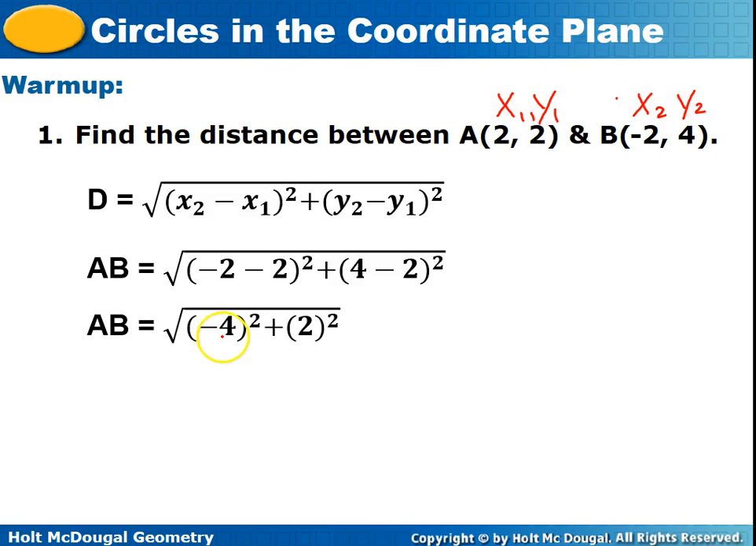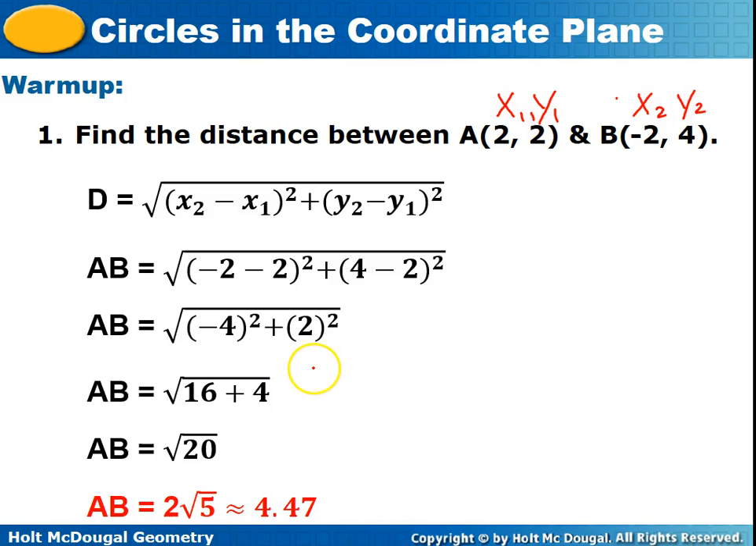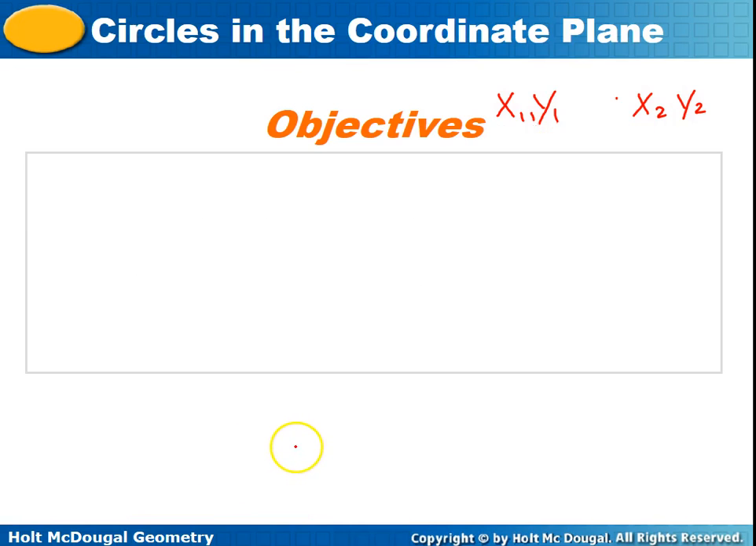So when we square any number, it becomes positive. So that's going to end up being 16 plus 4. And when we take the square root of that, we get square root of 20. And that's either 2 radical 5, because the square root of 20 is the square root of 4 times the square root of 5, and the square root of 4 is 2 right here. Or if we put it in our calculator, we get 4.47.